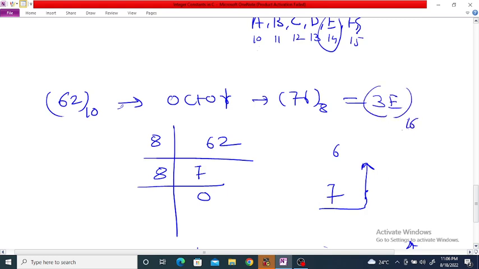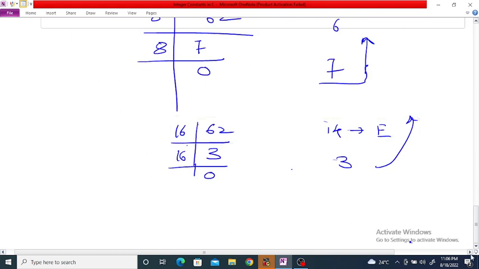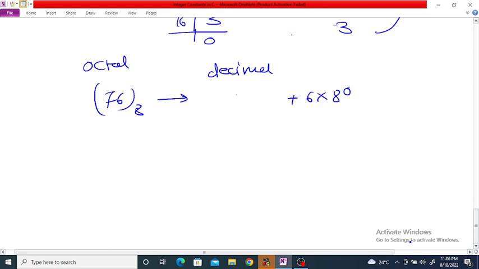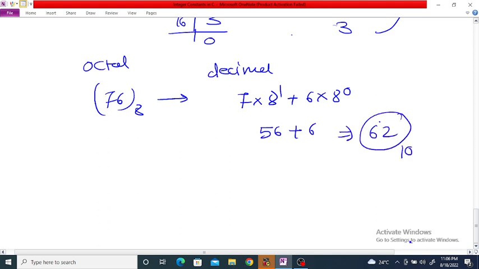Now you can convert this 76 into decimal also. This is given in octal. To convert into decimal, just multiply 6 into 8 raised to 0 plus 7 into 8 raised to 1. So this is equal to 6 plus 56, which is again equal to 62. So this is the value in decimal.